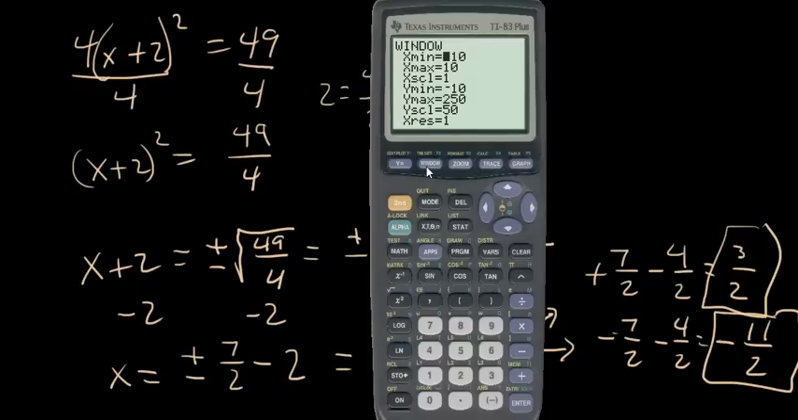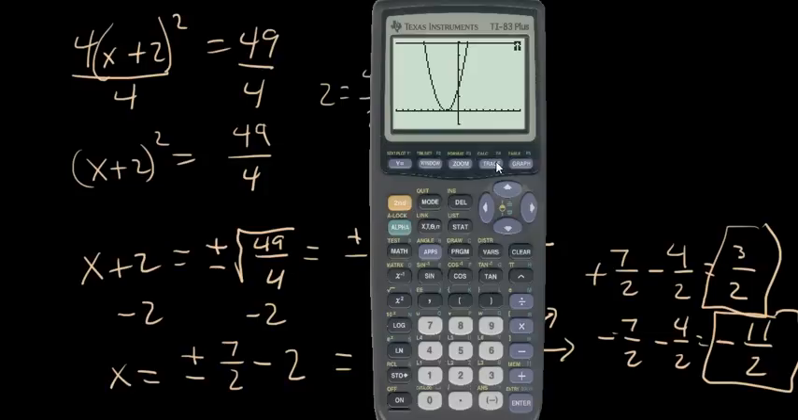y to go up to 50. Just 50 would give me enough space. And I can change this to make it 10. And by the way, y scale, that just means where does it put a notch on the scale. Okay, so let's graph this and see what we end up with. Okay, there's my parabola. There's my horizontal line.